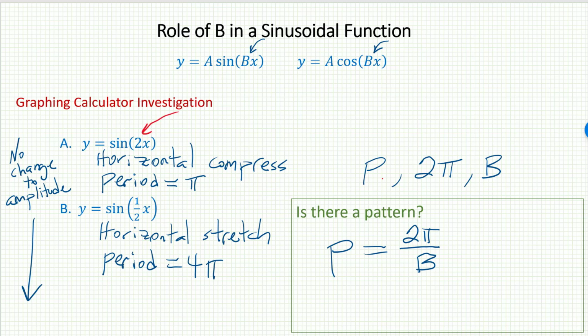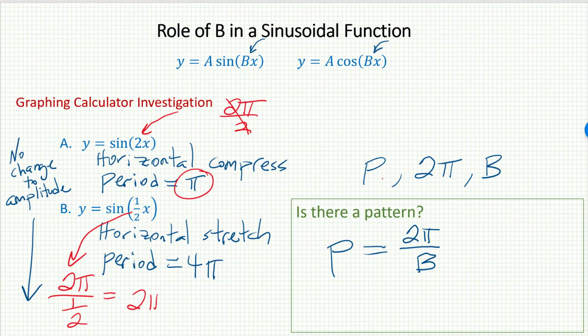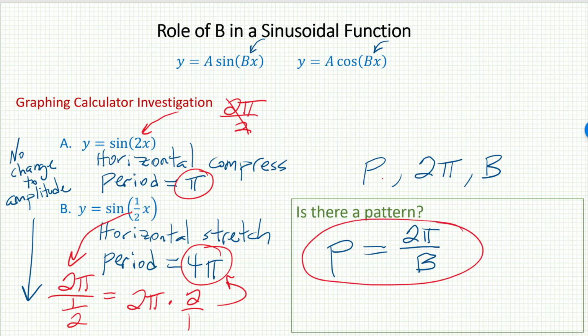Here the b was 2, and sure enough, if you take 2 pi and divide it by 2, you end up with pi. Here the b was 1/2. If you take 2 pi and you divide it by 1/2, let's see, dividing by 1/2 is the same thing as multiplying by the reciprocal of 1/2, which is 2 over 1. And of course, when you do that, you end up with 4 pi. P equals 2 pi over b.